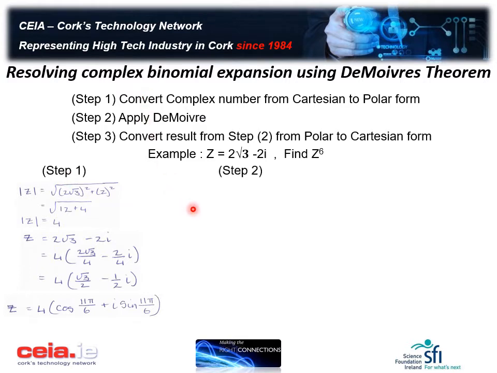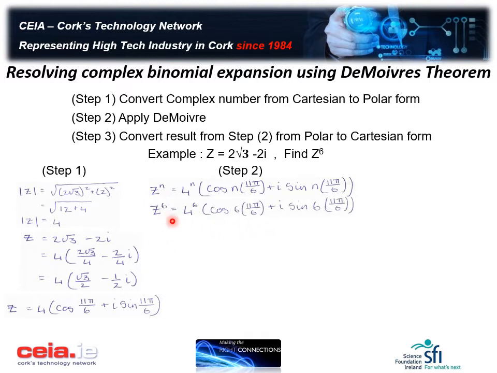Second step is to apply de Moivre's theorem to what we have here. De Moivre's theorem is on page 20 of your maths tables, and it basically says that any complex number z to the power of n is equal to the modulus to the power of n by cosine n times the argument plus i sine n times the argument. In this case we're looking for z to the power of 6, so we just substitute in 6 for n into this equation, and we get this.